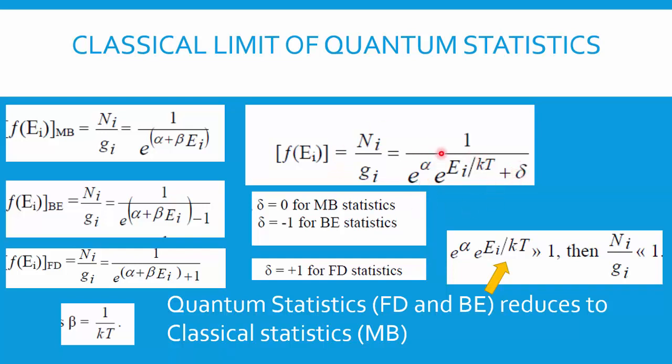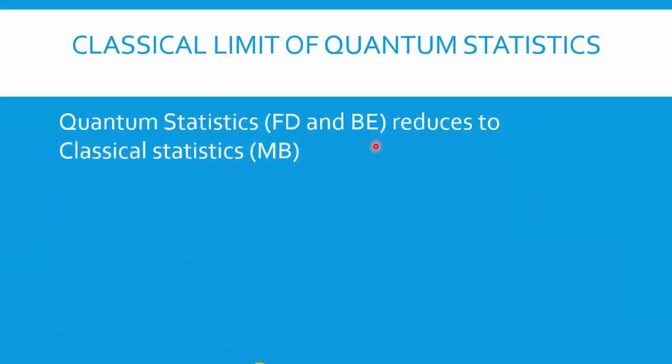Or in other words, if this becomes very high, then this becomes very small. That means if temperature is very high, and alpha is inversely proportional, then this entire expression becomes very high, and the number density, the number of particles by the number of quantum states, becomes very small.